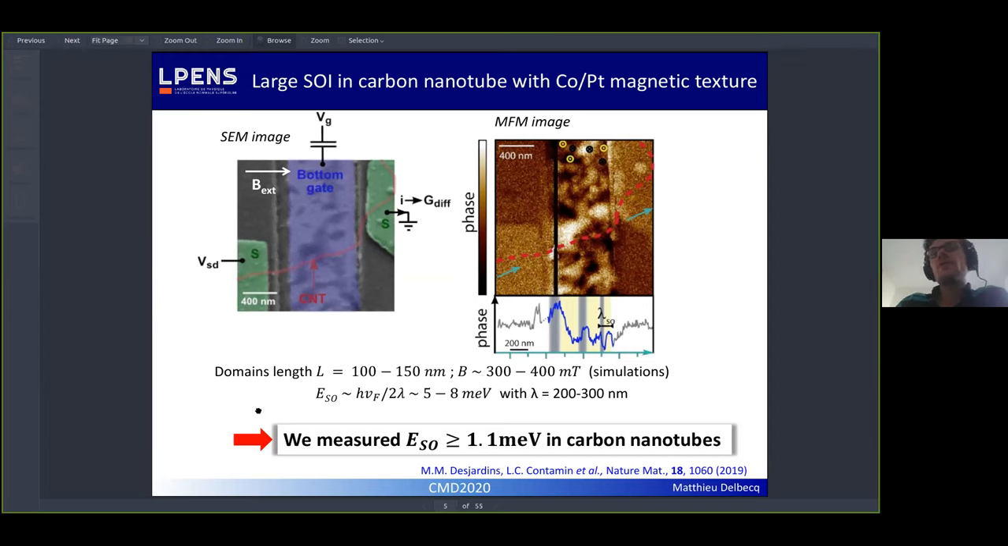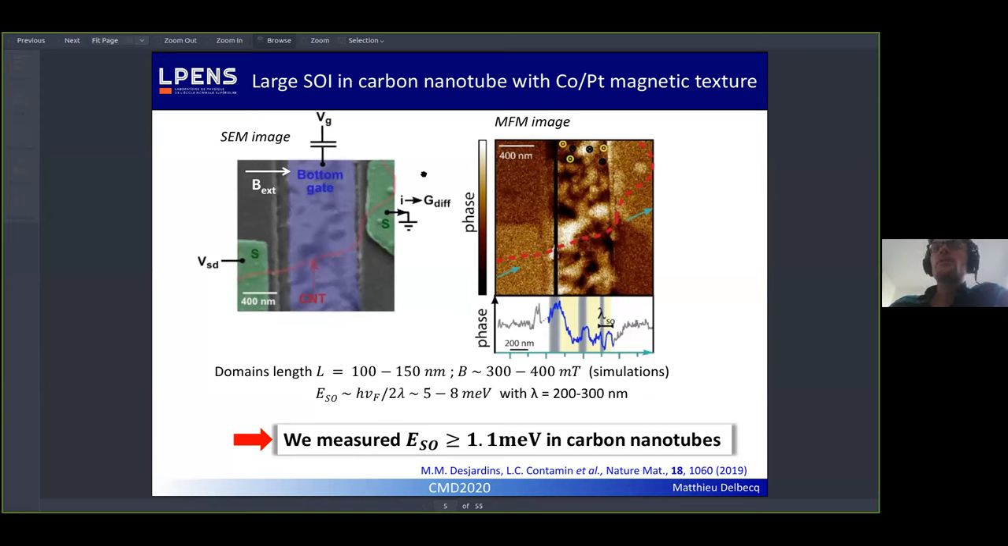In this device, with transport measurements, we could indeed infer a lower bound for the spin-orbit interaction in the carbon nanotube of 1.1 millielectronvolts, which is actually comparable to or even larger than what you find for intrinsic spin-orbit interaction in semiconductor nanowires like InAs or InSb. In addition, we measured this synthetic spin-orbit interaction in combination with an induced superconducting gap, as well as an elusive zero bias peak in the device, which is quite promising for future realization of Majorana zero modes with such material and layout.